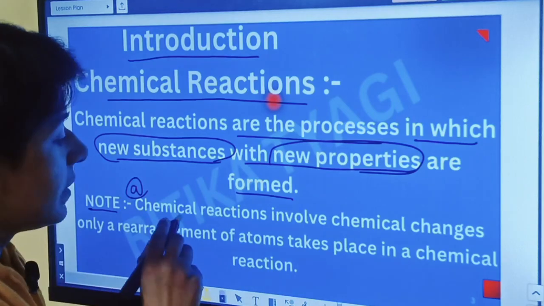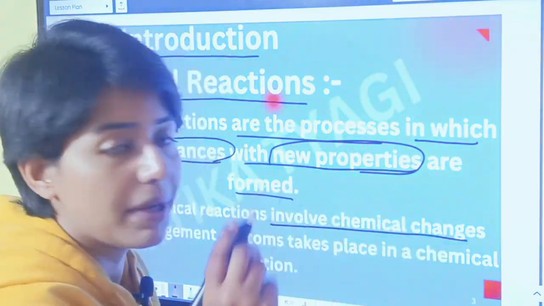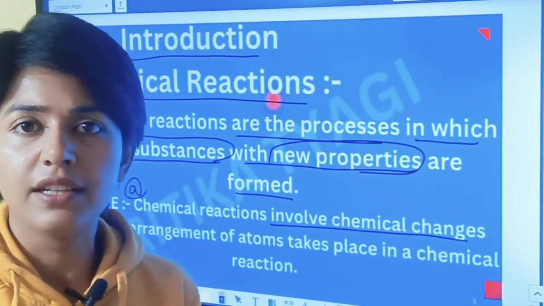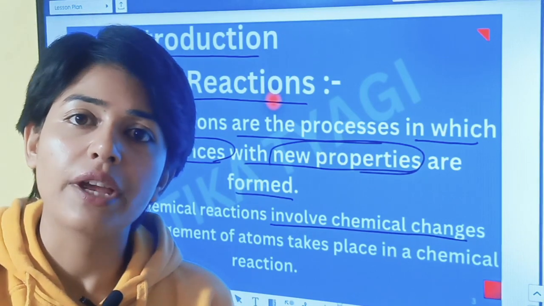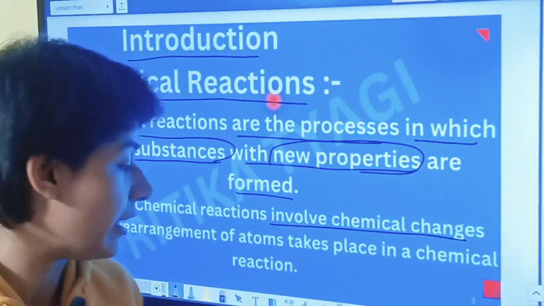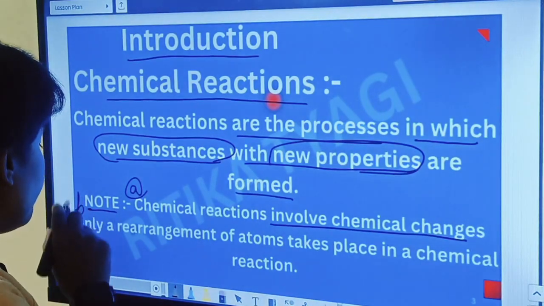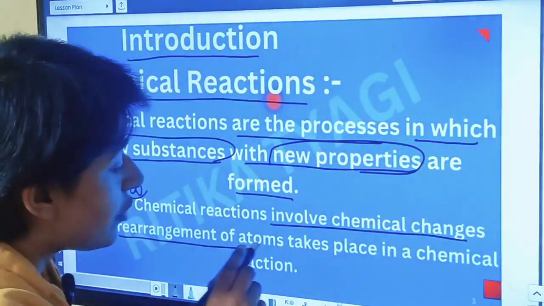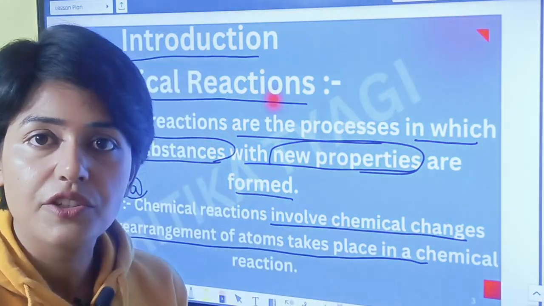In the notes, first heading: chemical reactions involve chemical changes, not physical changes. When a substance undergoes a chemical change, then it is considered as a chemical reaction only. Second point, only a rearrangement of atoms takes place in a chemical reaction.